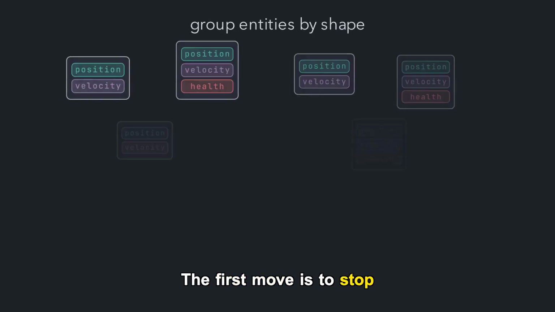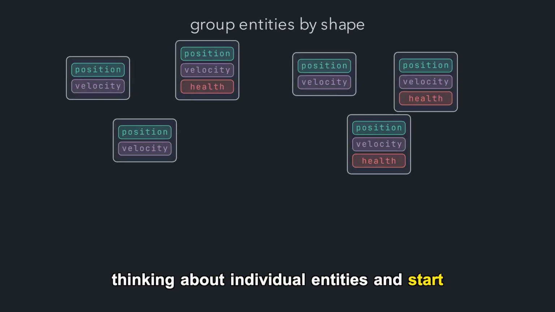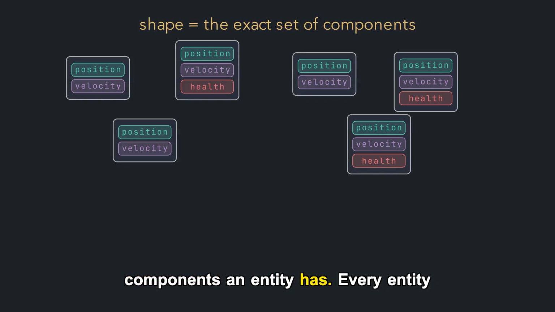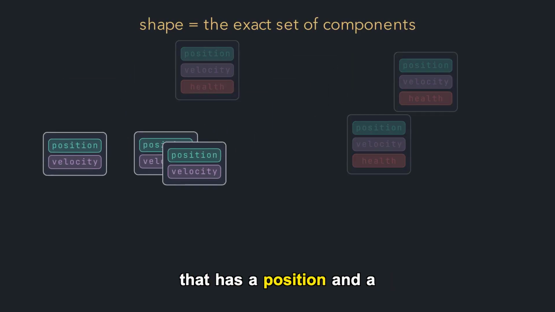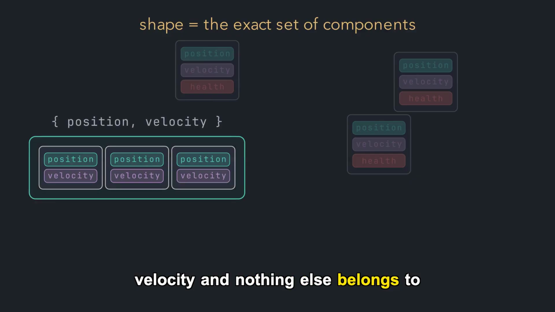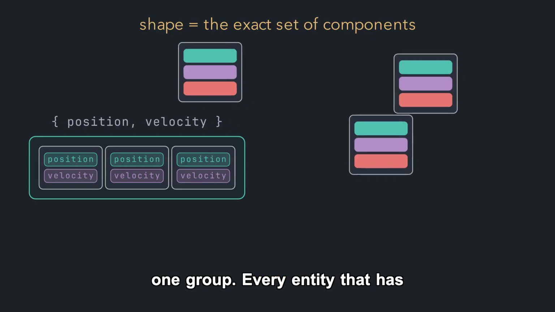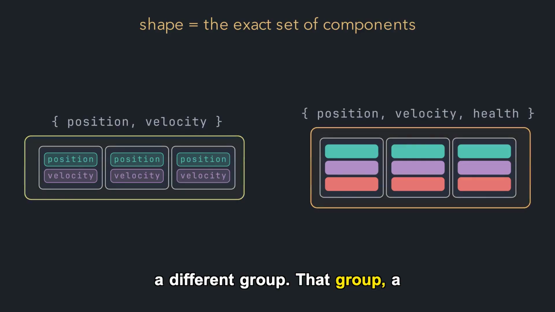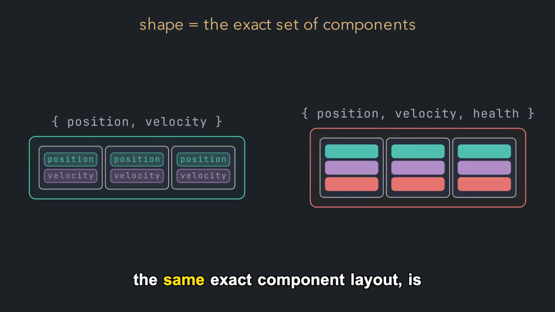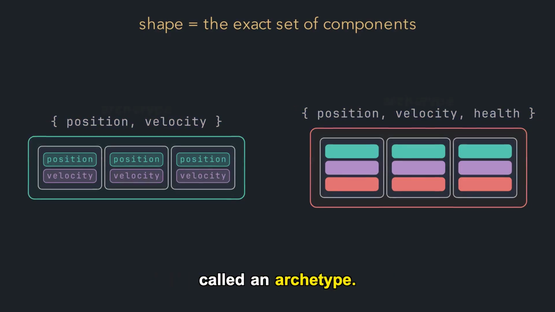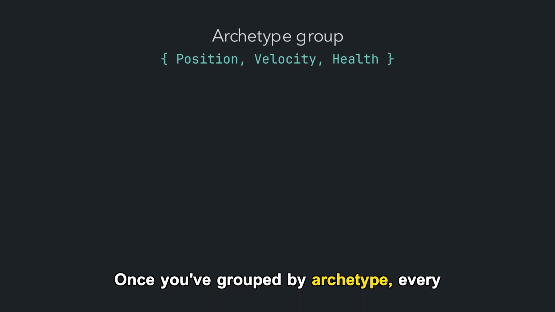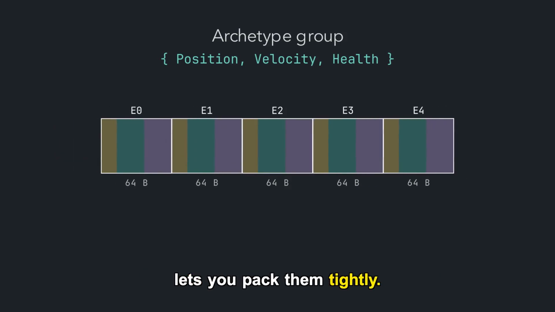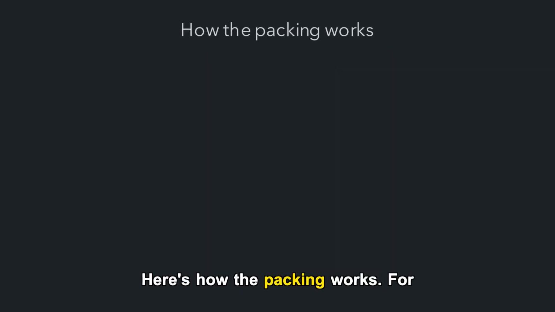The first move is to stop thinking about individual entities and start grouping them by shape. By shape, I mean the exact set of components an entity has. Every entity that has a position and a velocity, and nothing else, belongs to one group. Every entity that has position, velocity, and health belongs to a different group. That group, a set of entities that all share the same exact component layout, is called an archetype. Once you've grouped by archetype, every entity in that group has an identical memory footprint, and that's what lets you pack them tightly.